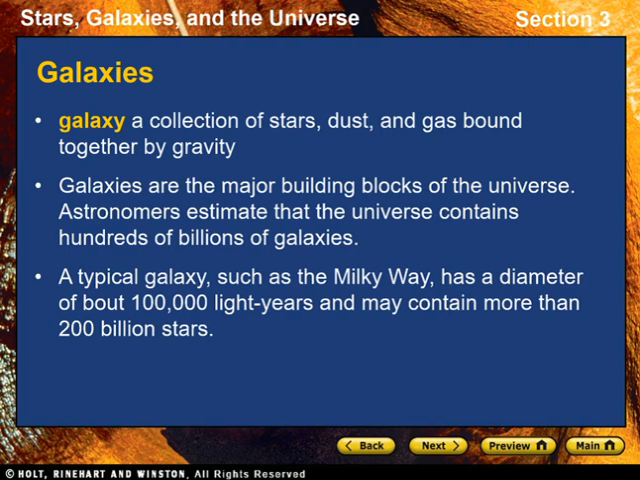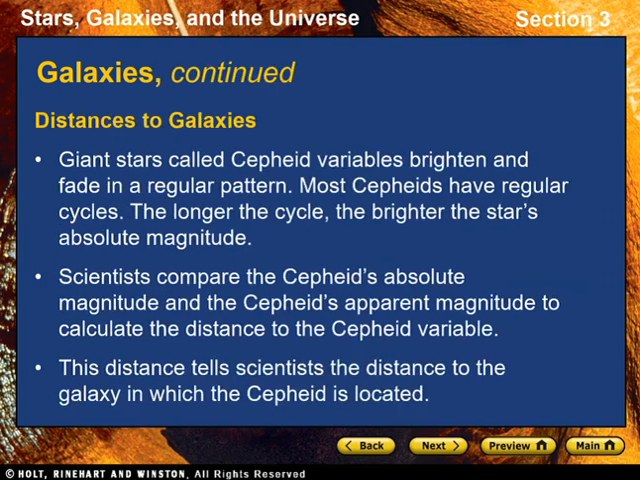Galaxies. A large-scale group of stars, gas, and dust that is bound together by gravity is called a galaxy. Galaxies are the major building blocks of the universe. A typical galaxy, such as the Milky Way galaxy in which we live, has a diameter of about 100,000 light-years and may contain more than 200 billion stars. Astronomers estimate that the universe contains hundreds of billions of galaxies.